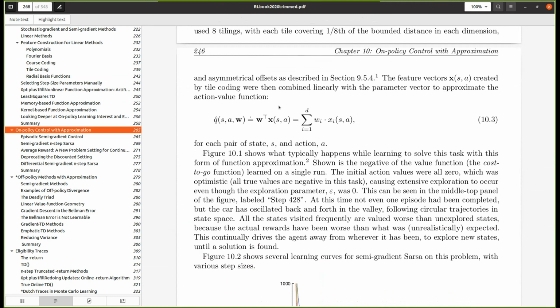And the main component of this function approximation, our action value function, is given as follows. It is just a simple linear function we are using here. And in this case, we have some feature vector x sub i, which is conditioned on state and action. And we get these features using tile coding, as we discussed in the previous chapter.